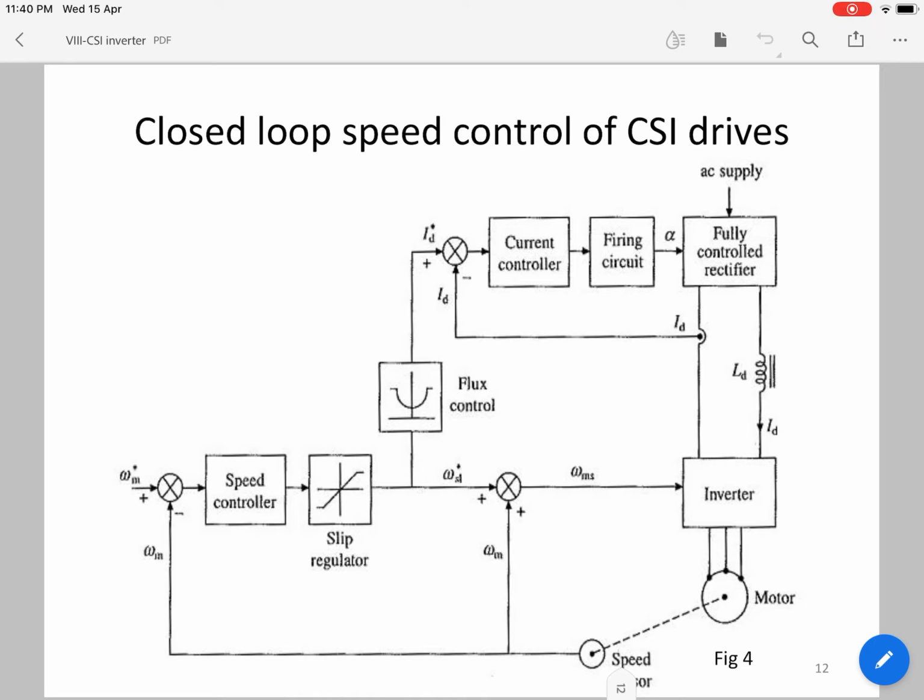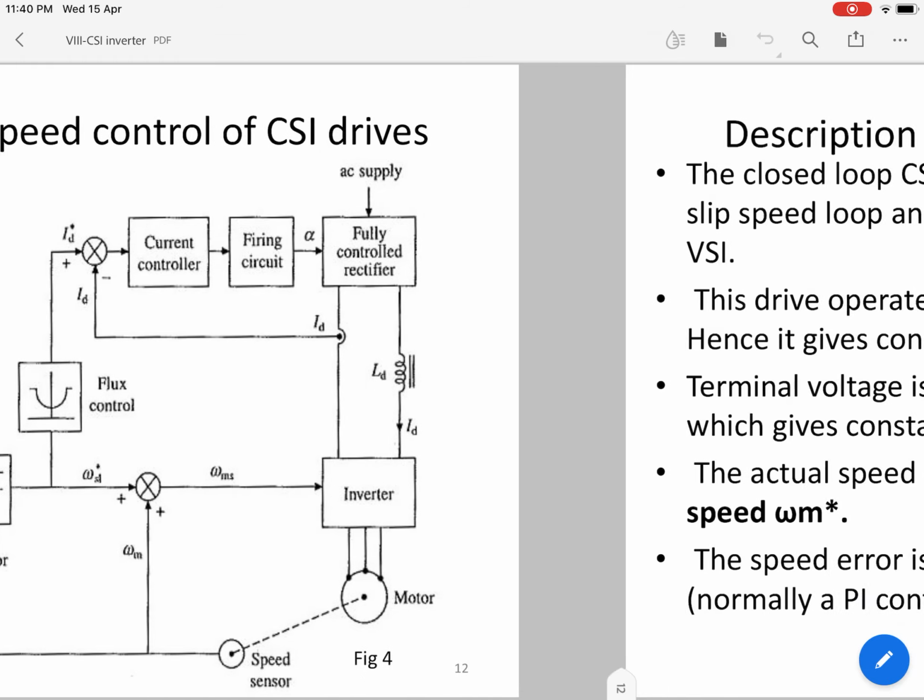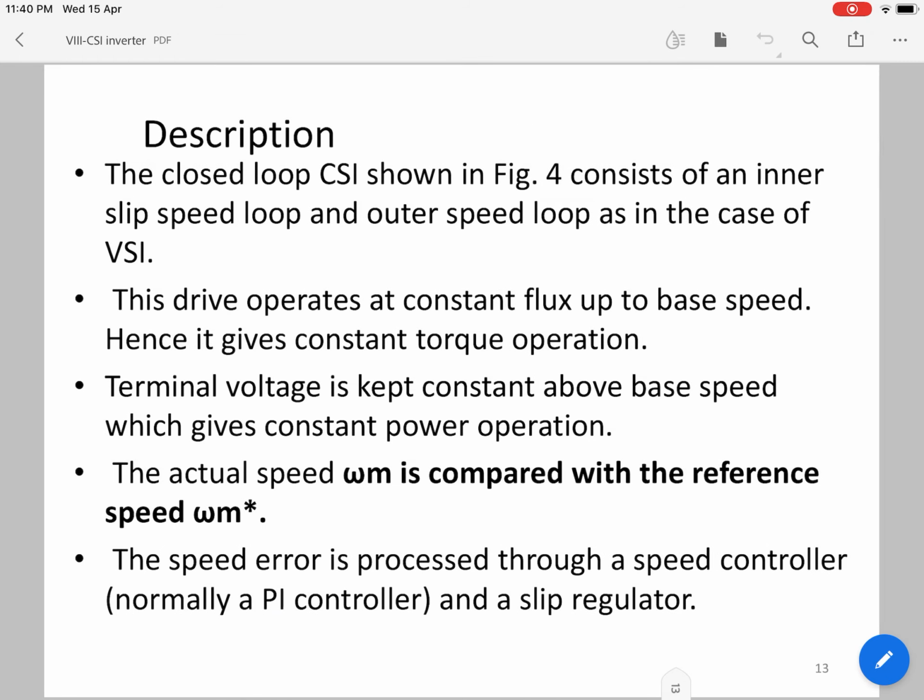The motor speed is taken as the feedback and sent to the speed controller loop, whose inputs are omega m star and omega m. They are fed to the speed controller and a slip regulator, and there is a flux control also. So the description is that this consists of an inner current loop and outer speed loop in case of CSI, and this drive operates at constant flux up to the base speed, hence it gives constant torque operation. Terminal voltage is kept constant above base speed, which gives constant power operation.